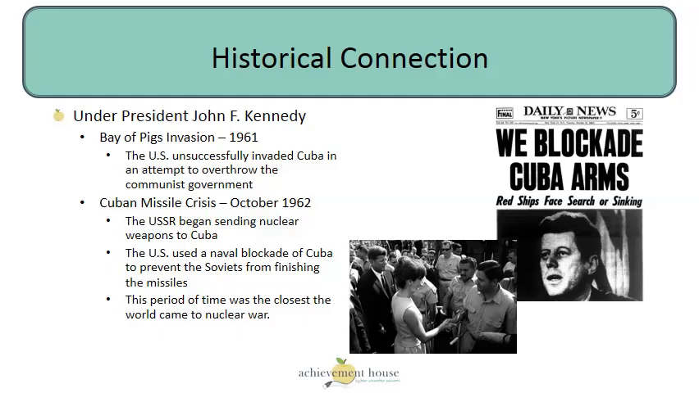Then in October 1962, the Cuban Missile Crisis. The Russians began sending nuclear weapons to Cuba. The United States used a naval blockade of Cuba to prevent the Soviets from finishing the missiles. This period of time was the closest the world came to nuclear war. And if you notice the dates of the 1960s, this is the same time frame that the U.S. imposed the embargo on exports.